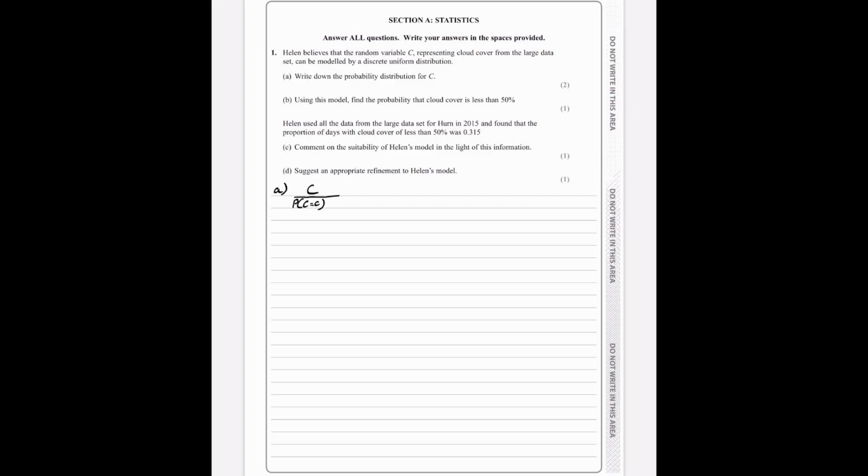This is the probability distribution. It tells us that this is a uniform distribution, therefore all of the outcomes will have equal probability. The outcomes run from 0 to 8. So that's a total of 9 possible outcomes, and with a uniform distribution, that means that each probability is going to be 1/9.